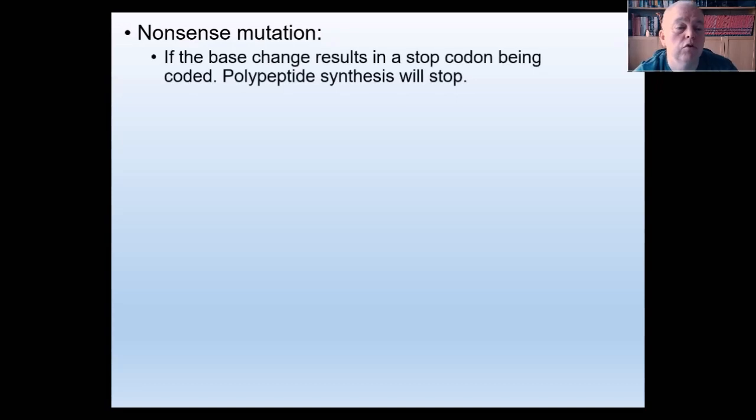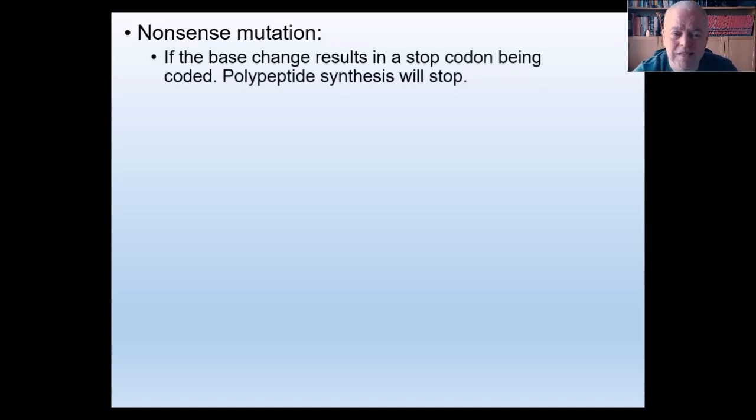Okay, so let's have a look at what can happen. We get something as straightforward as what's called a nonsense mutation. A nonsense mutation is quite simply if there has been a base change, but if you think of your genetic code, what we've coded for is a stop codon. So if we've coded for a stop codon, clearly polypeptide synthesis is going to stop, and so we're not going to produce our functional protein. It's going to end when we reach that new stop codon that our mutation has led to.